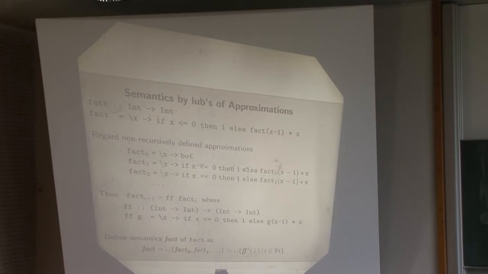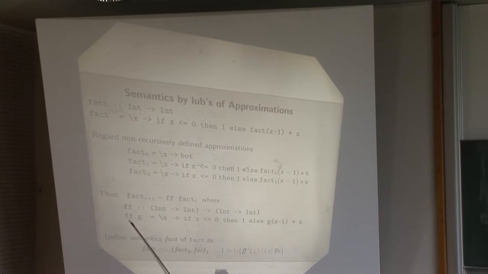Now, how can you generate these approximations systematically? You can do this as follows. You can define a function ff. Ff takes one approximation and gives you the next approximation. So if you apply ff to approximation number i, you get approximation number i plus 1. And this function you can immediately get from the definition of fact, and it looks just like fact. The only difference is that the recursive call is replaced by a function variable.